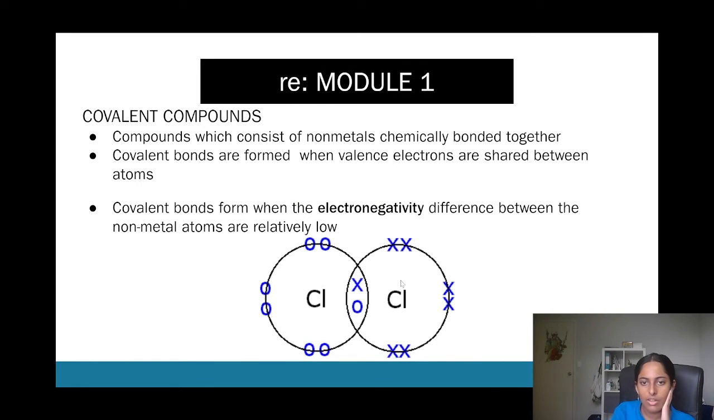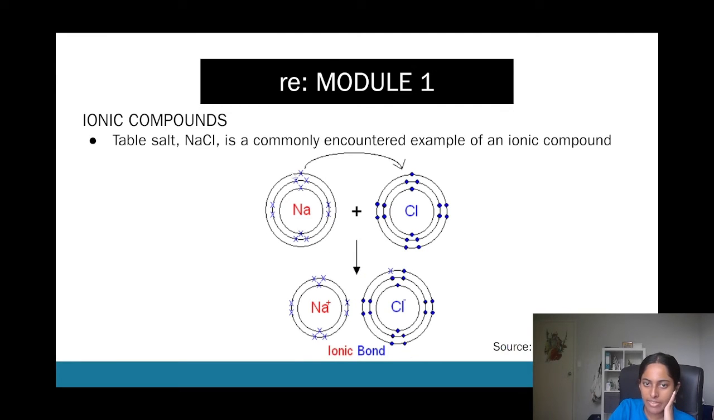Like I said, covalent compounds have shared electrons, and specifically the valency electrons. The valency electrons are electrons that are in the outer shell. The only thing that matters in bonding is the valency electrons, not the ones in the inner shells. So just make sure you're aware of that.